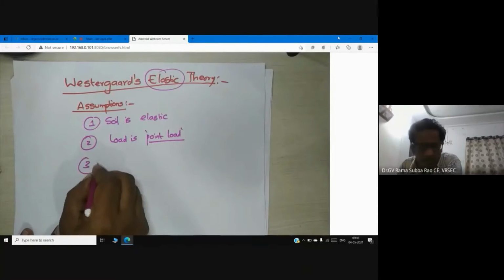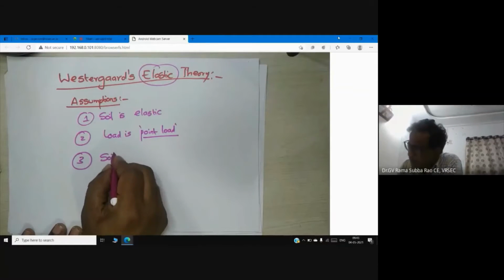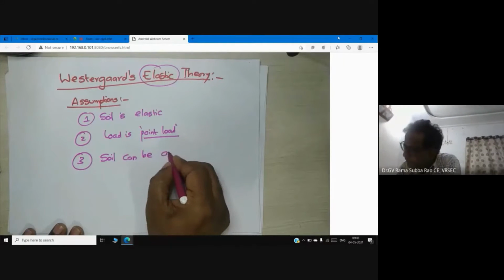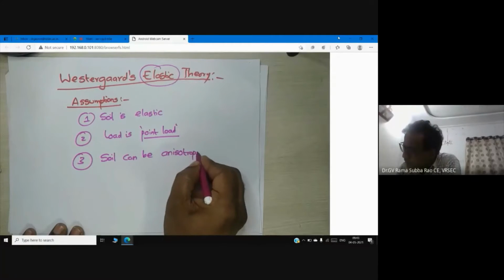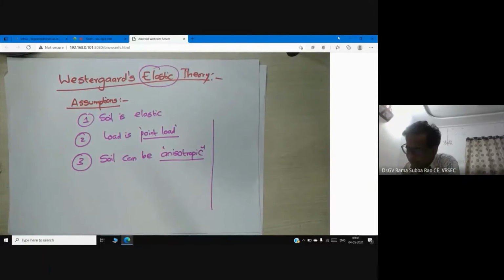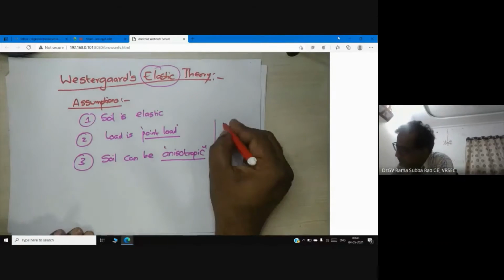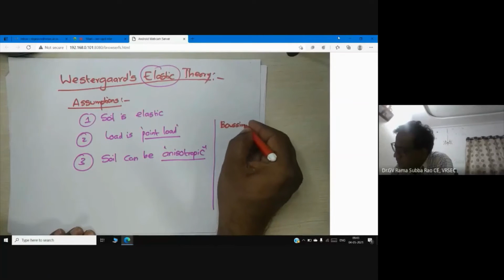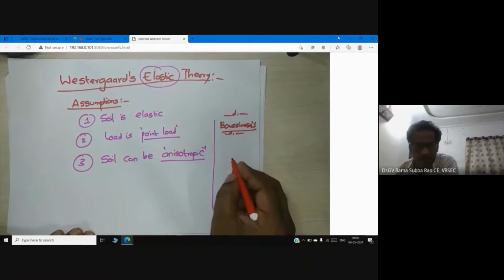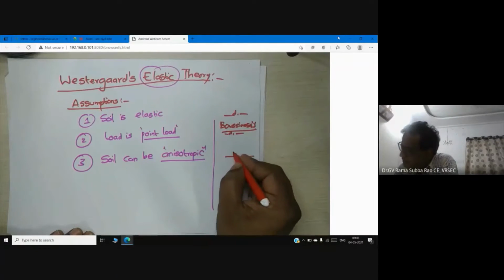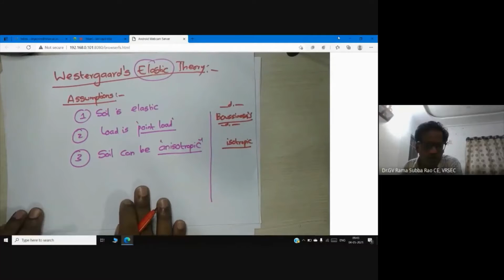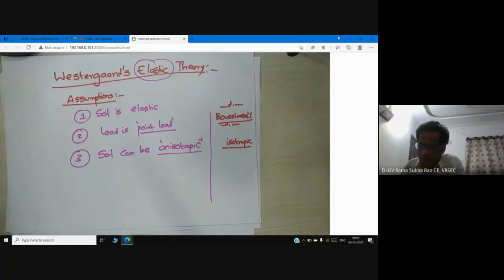And it's very important discussion. The soil can be anisotropic. This is the major difference, whereas in Boussinesq's theory, same assumptions we can take ditto. But whereas in Boussinesq's theory, we assumed soil is isotropic. So what we are going to discuss now is very important.